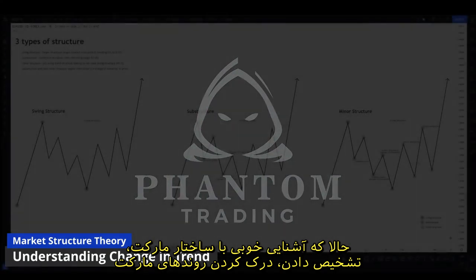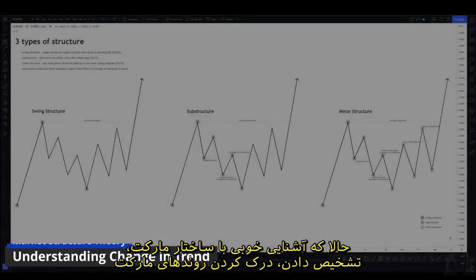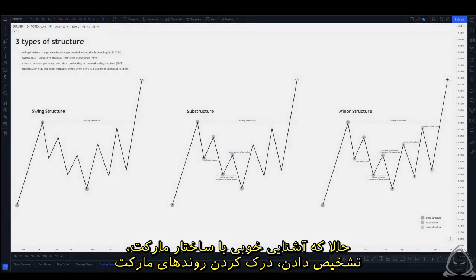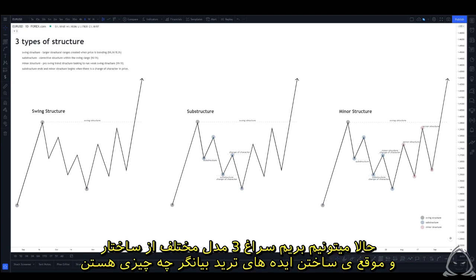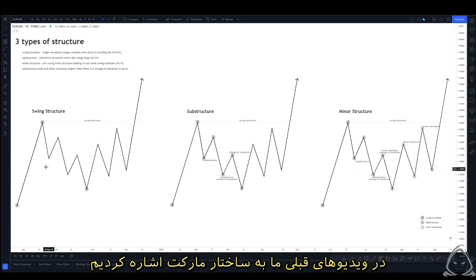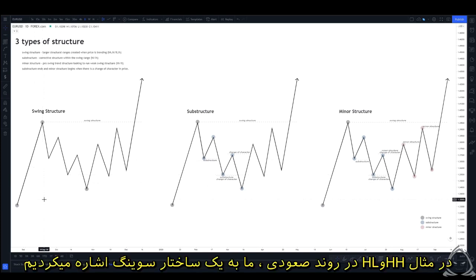Now that we have a firm grasp on market structure and identifying and understanding trending markets and how they create higher highs and higher lows for bullish trends and lower lows and lower highs for bearish trends, we can now move on to the three different types of structure and what they represent when we're building our overall picture of structure.